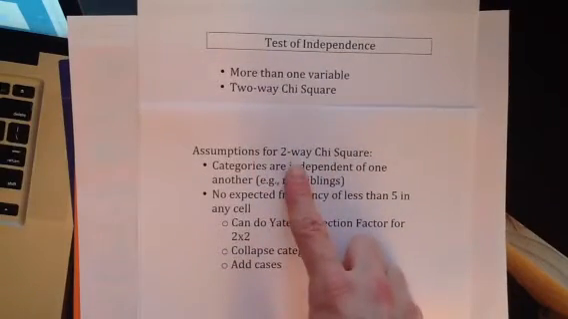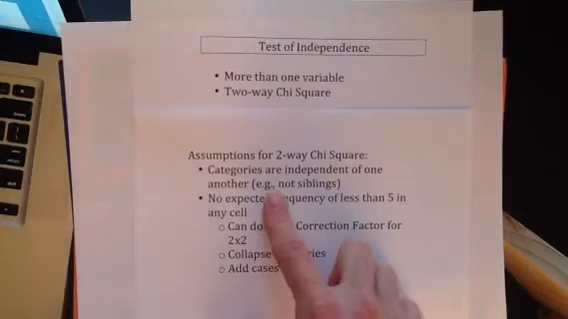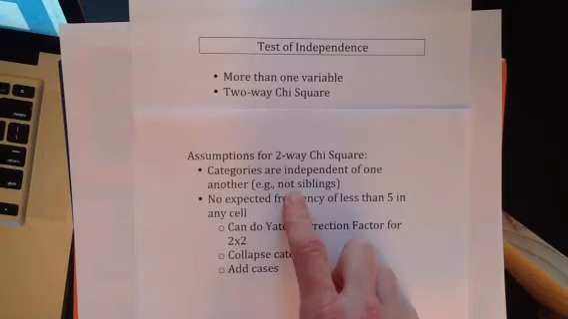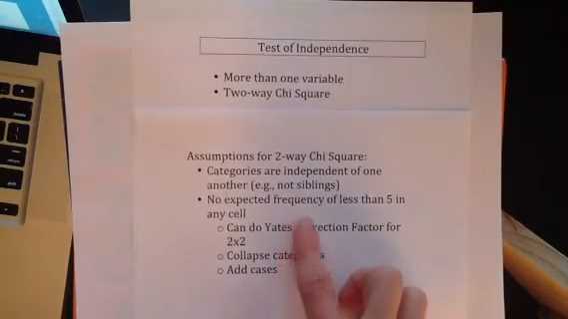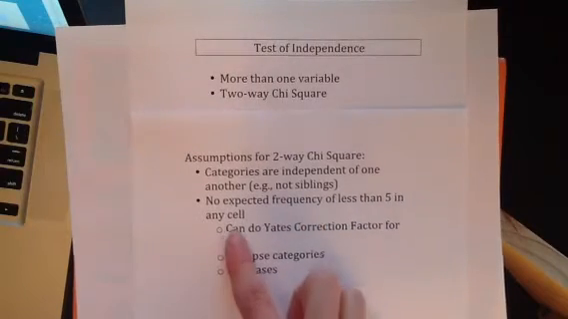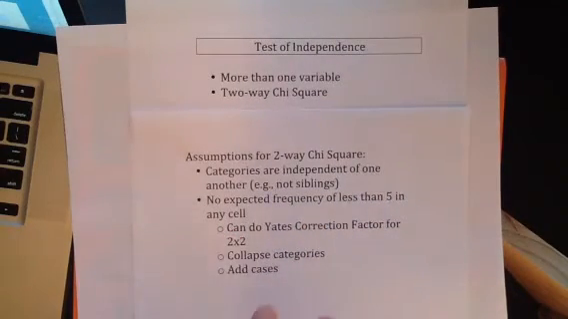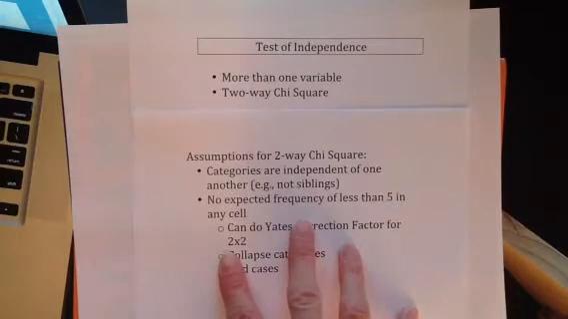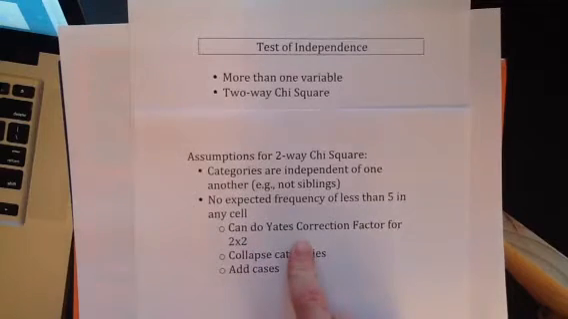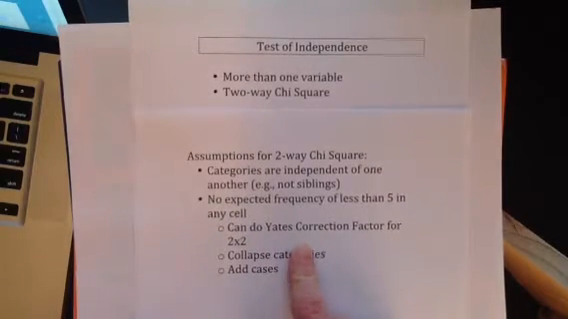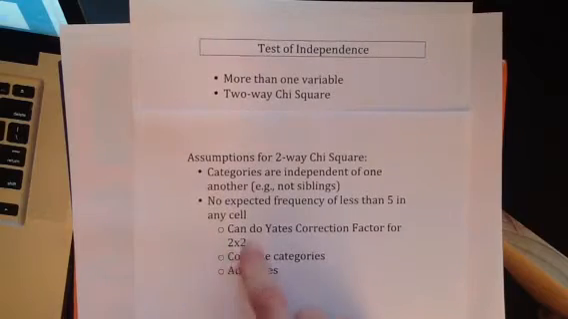Now, there are some assumptions for two-way chi-squares. First of all, that the categories are independent of one another, so that, for example, we're not talking about siblings here as opposed to genre or something. And that we do not have any expected frequencies of less than 5 in any cell. Now, if you do have a cell with an expected frequency that's less than 5, if you have a 2x2 table, so that would be like two genres in two genders, male and female, then you could do what's called the Yates correction factor. However, that's only for a 2x2 table.